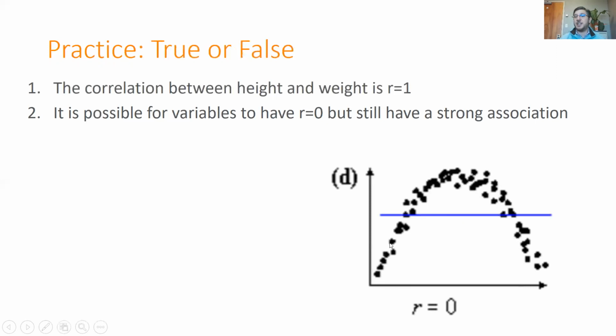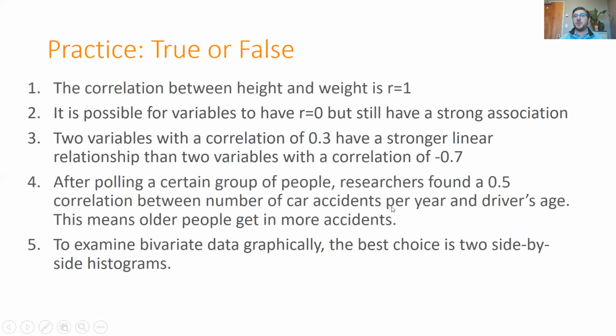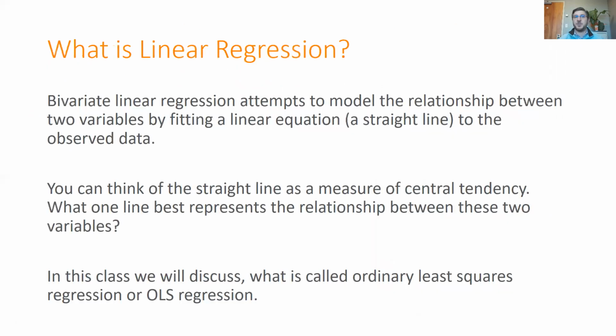As we increase on X, we're increasing on Y up until a point, and then we start decreasing on Y as X keeps increasing. The Pearson correlation between these two variables would be 0, but that doesn't mean there's no association at all. Pearson's correlation is saying there's no linear relationship. These clearly have some type of association; this would be a quadratic association. You can practice yourself by going through the practice quiz. Here's a little matrix of other correlation coefficients. You can read the handout on Canvas for more information about these different types of correlations.